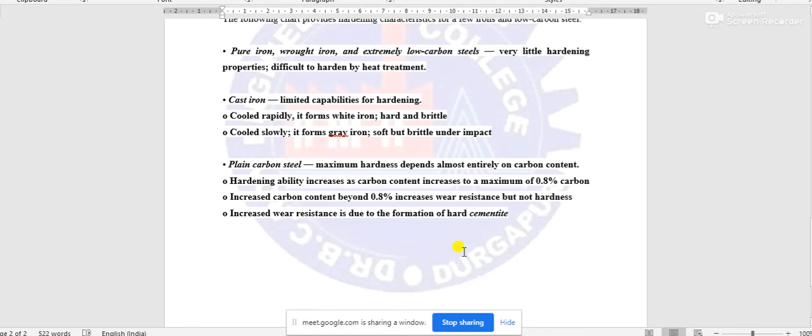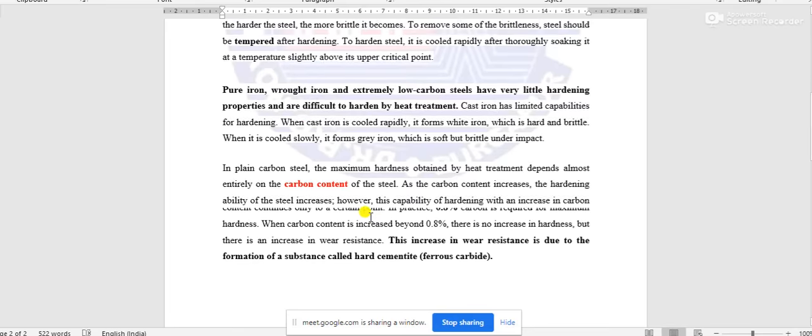After 0.8% of carbon, the steel will not be hardened further, but it will have another improved property, wear resistance, which is not due to hardening by heat treatment, but due to the formation of hard cementite or ferrous carbide. This is all about hardening of steel by heat treatment.